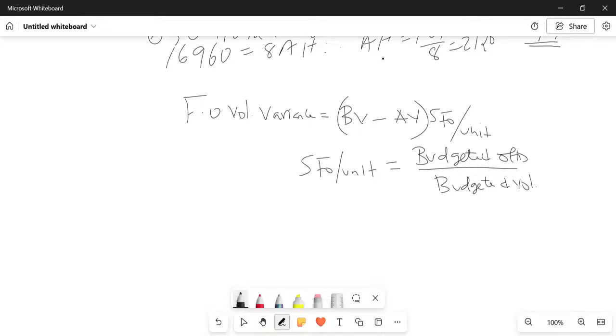Do we have these standard fixed overheads per unit really anywhere? We even have it. Is it 10 or 50? You see, 10 is per hour, and we have got 5 hours. So each unit will be how much here, somebody? 50. So actually this is given to us. Standard fixed overheads per unit, we have 50 there.